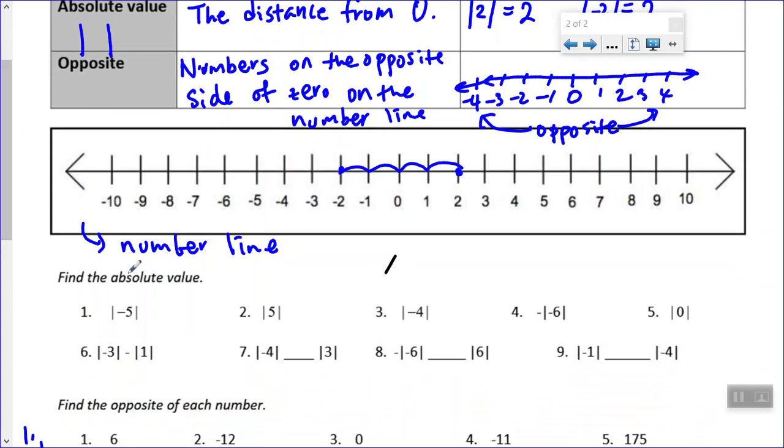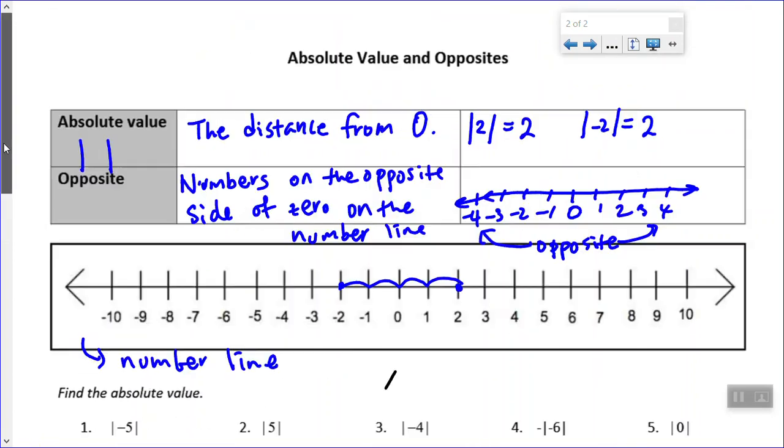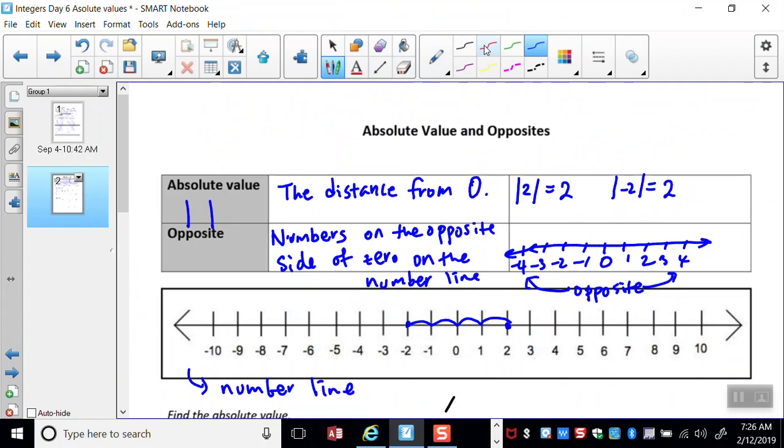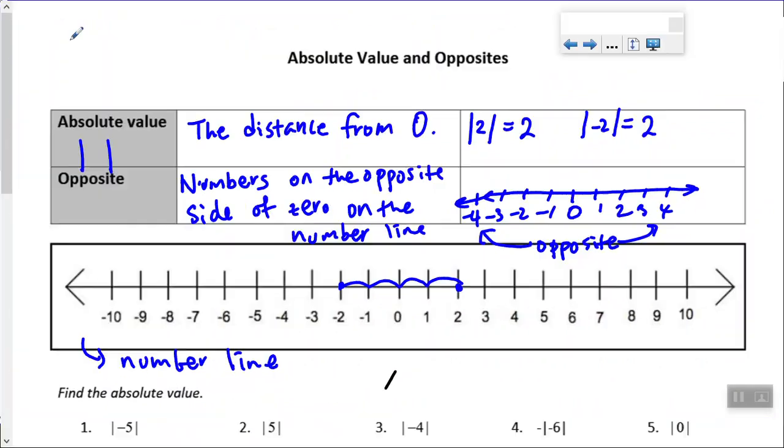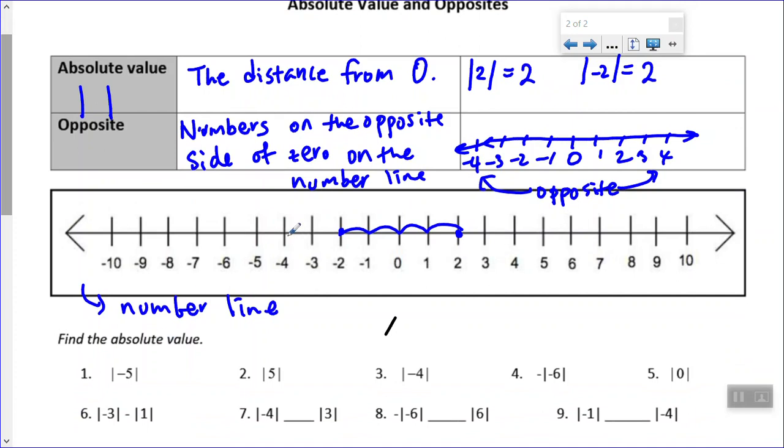So let's look at the example. Find the absolute value. Absolute value of negative 5, I'll use a different color. So negative 5 is here, right? Negative 5 is here. Absolute value from 0 is from 0, 1, 2, 3, 4, 5. So distance from 0 is 5. If we have 5 is here. What is distance from 0? You start from 0, 1, 2, 3, 4, 5. So absolute value of 5 is 5.